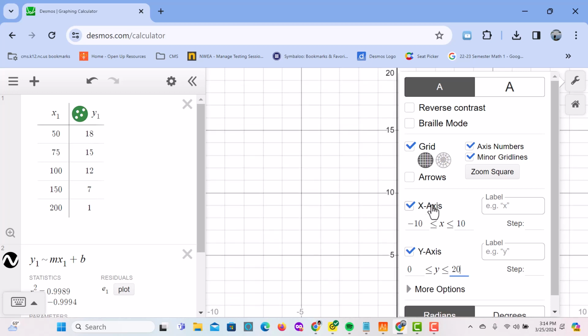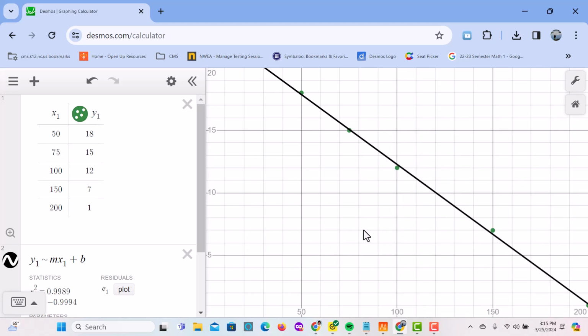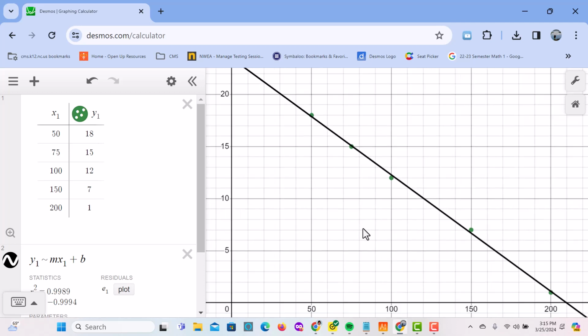And then on the x-axis, we're going from 50 to 200. I can go from 50 to 200, but I'm going to go from 0 to 200, and I'll show you why in just a minute. All right, so that will zoom in a little bit. You can also change how we're counting if you don't want it to count on the x-axis in the increments that it is. But I'm going to do that, and I can zoom out a little bit.